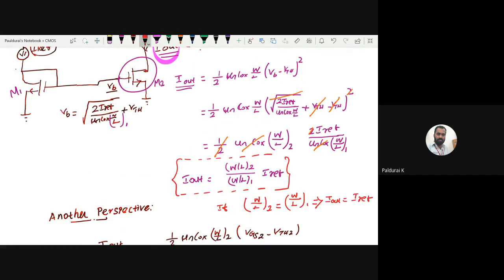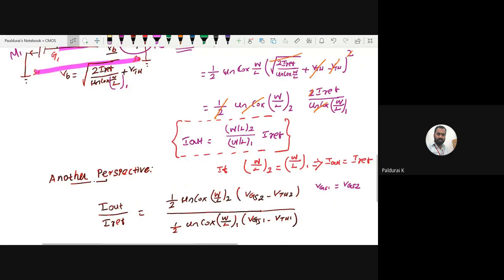This is my drain and this is my gate. Drain 1, gate 1. This is source 1, this is source 2, this is gate 2. Gate 1 and gate 2 are shorted. Source 1 and source 2 are connected to ground, so both are shorted. So I can write VGS1 equals VGS2, since both gates are shorted and both sources are shorted, so the same voltage. And assume VTH1 equals VTH2, both with identical threshold voltages.